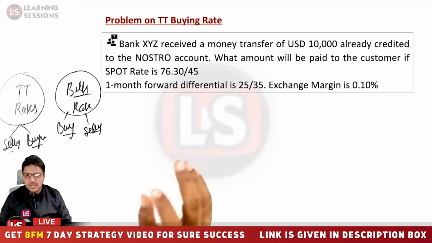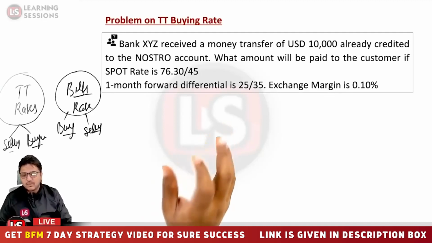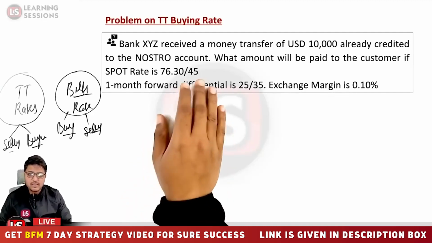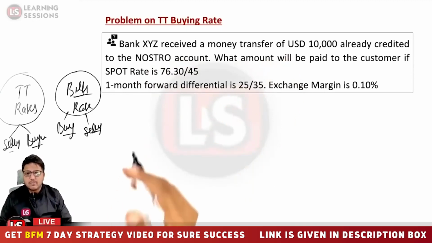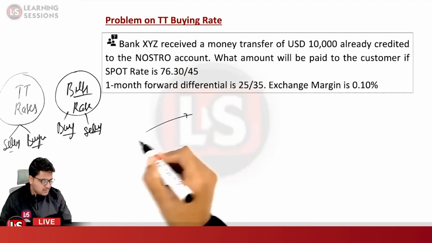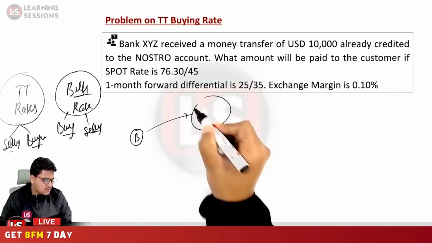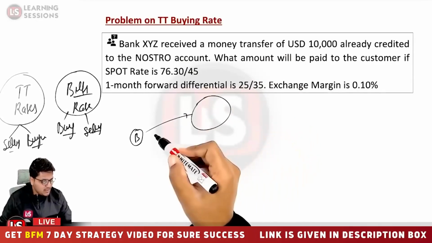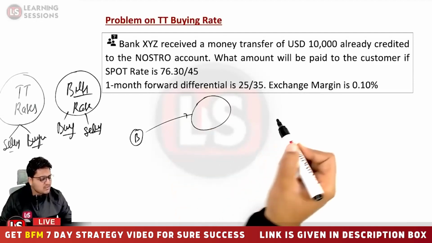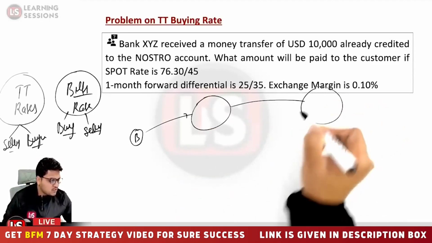Now you must understand the particular lines over here. First of all, it says bank XYZ received a money transfer. So there is a case that person B, who is a customer of yours, just visited the branch and gave you a money transfer, and the money transfer in the name of person B was received in the Nostro account. Now what is a Nostro account?